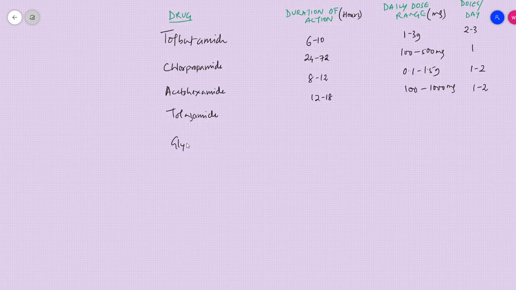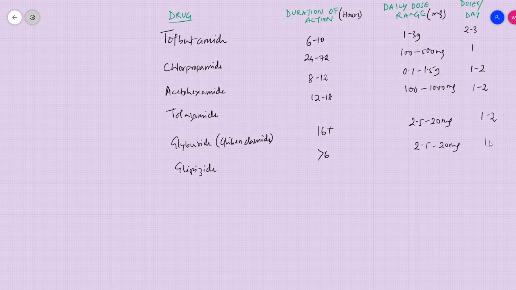So, let's look at glyburide. And what's the other name? Glibenclamide. How much is that? It's 16 plus hours, and this is 2.5 to 20 milligram, and 1 to 2 doses are administered. What about glipizide? That is greater than 6 hours. 2.5 to 20 milligram again, 1 to 2 doses. And what about glimepiride? That again has 6 to 12 hours of duration, and the dose range 80 to 240 milligrams. And again, 1 to 2 doses are administered.